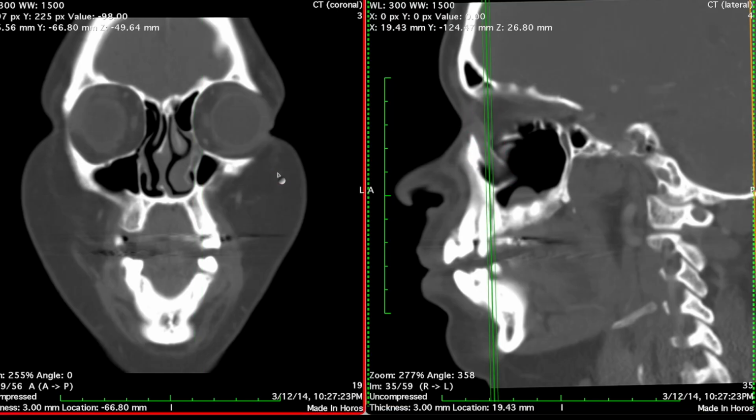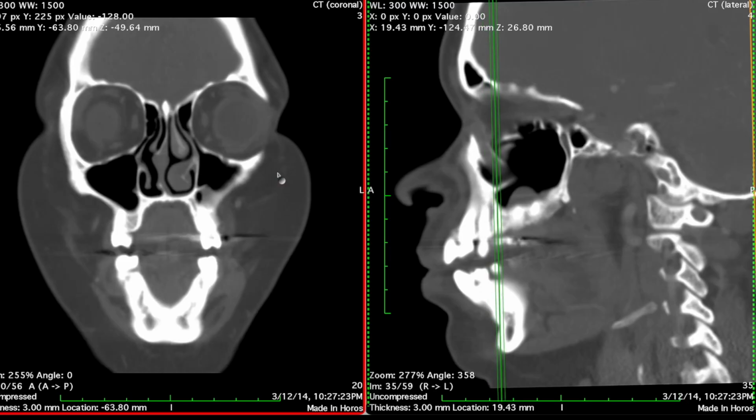If I scroll one slice deeper on our coronal image, you can pick up an ostium within the maxillary bone connecting this sinus to what's actually the middle meatus. Here's the inferior concha with the inferior meatus. This is the middle concha with the middle meatus. You can't appreciate the superior concha or meatus in this slice.